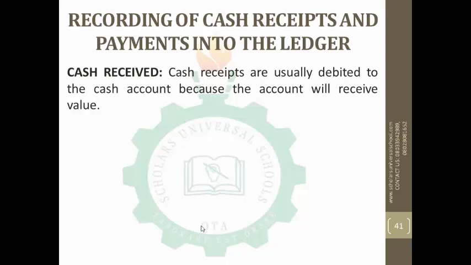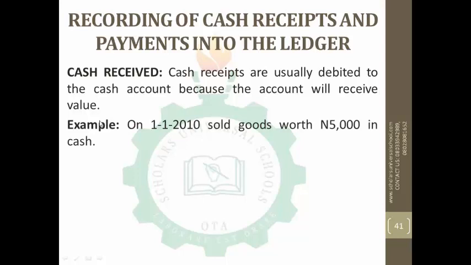And we said you debit the receiver, right? So in that case, cash receipts are usually debited to the cash account because the account will receive the value. That is, you are collecting the value. All right. So now, take for instance, on 1st of January 2010, you sold goods worth 5,000 naira in cash.